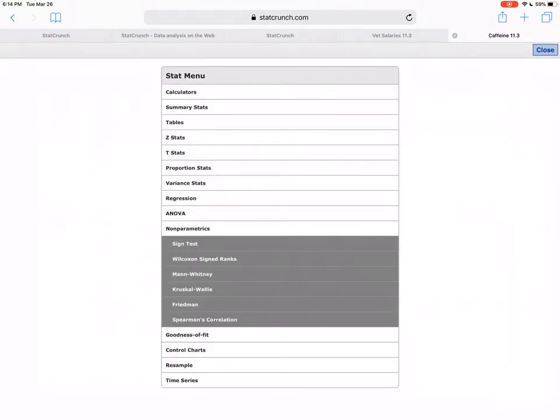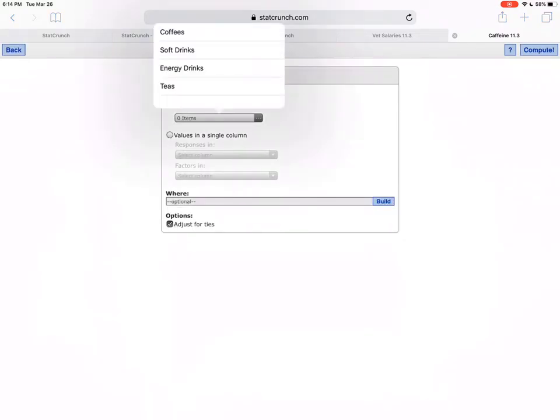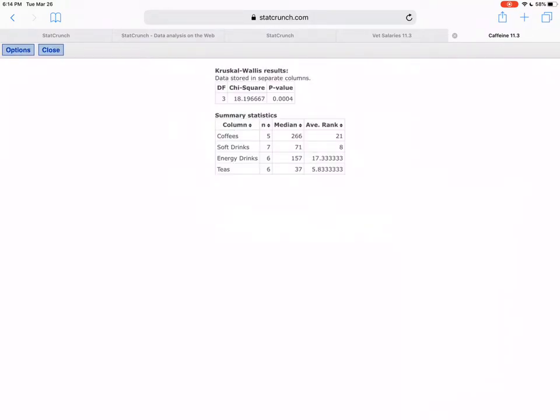I can go to Stat, go to my non-parametric tests, and you'll see there that we have access to the Kruskal-Wallis. Now all I have to do here is specify the samples that I want to compare. We want to compare these 4 groups, so I'm going to select all 4. I don't need to worry about anything else. I'm just going to hit compute, and then you should notice your chi-square value here is 18.197. It also gives you access to the p-value, which is another way that you could make the decision in your hypothesis test.